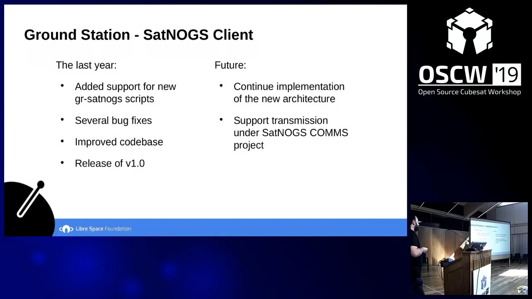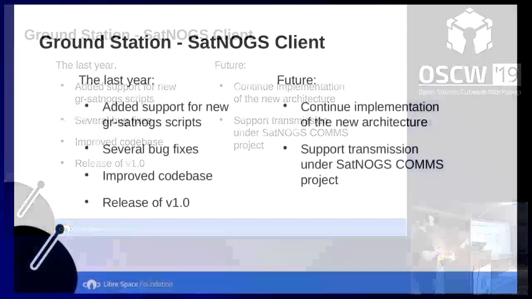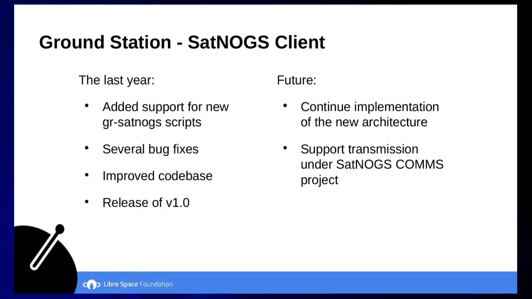Last year, we supported the new SatNOGS scripts for having more demodulators for satellites. We have fixed several bugs. We try to improve the code base, and recently, I mean the last week, we released version 1. In the future, we continue with version 1, and we are trying to move to a new architecture of the client, more modular and with better interfaces. So in the future, we want to continue the implementation of this new architecture and also start supporting transmission under the SatNOGS COMMS project.